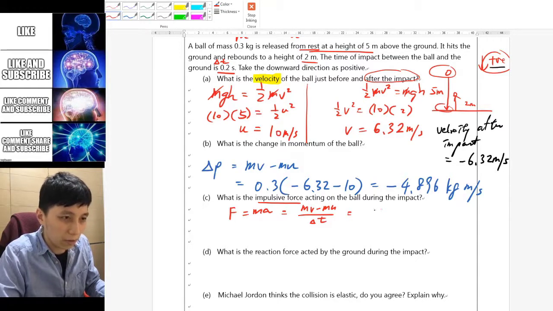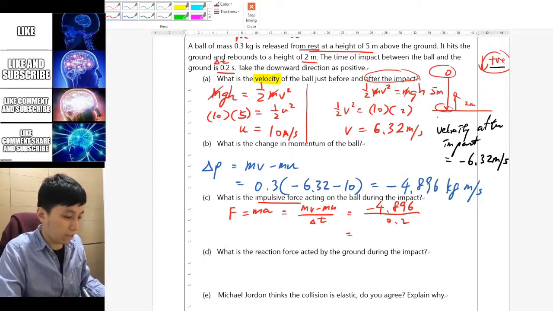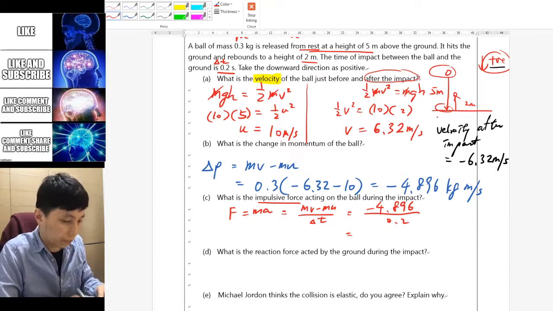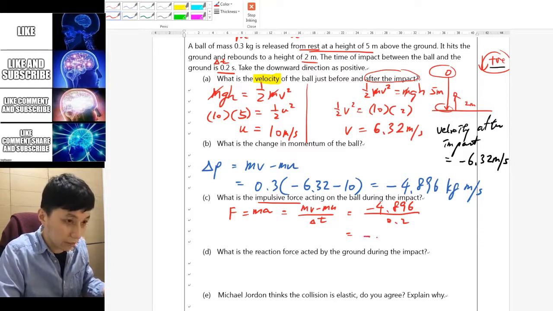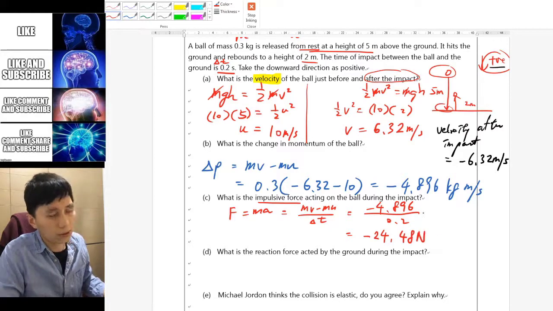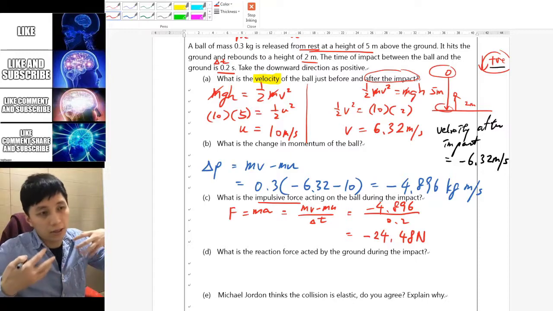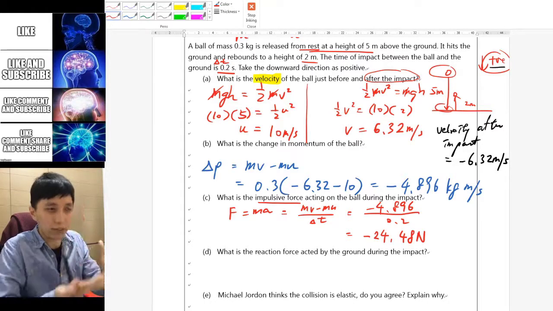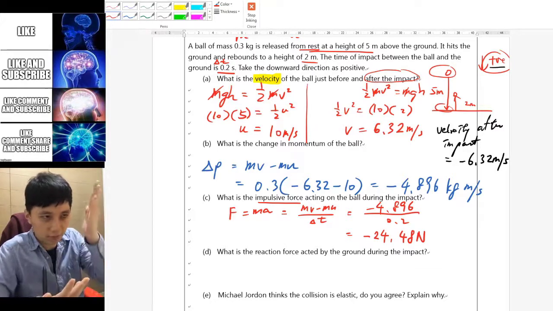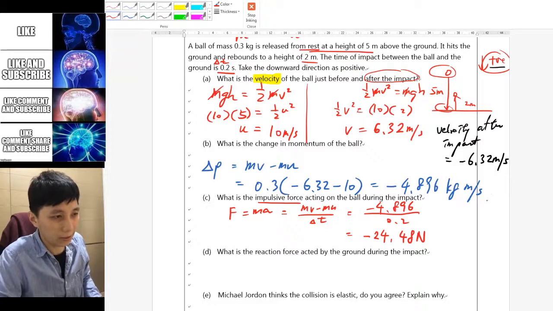So eventually we can simply use the answer we have and then divide by delta t, which is from the question, and so you can find out the answer. And so the answer is negative 24.48 newtons. And which makes sense, it's negative because the force acting on the ball is going to be upward, so the ball would change its direction, going back up instead.